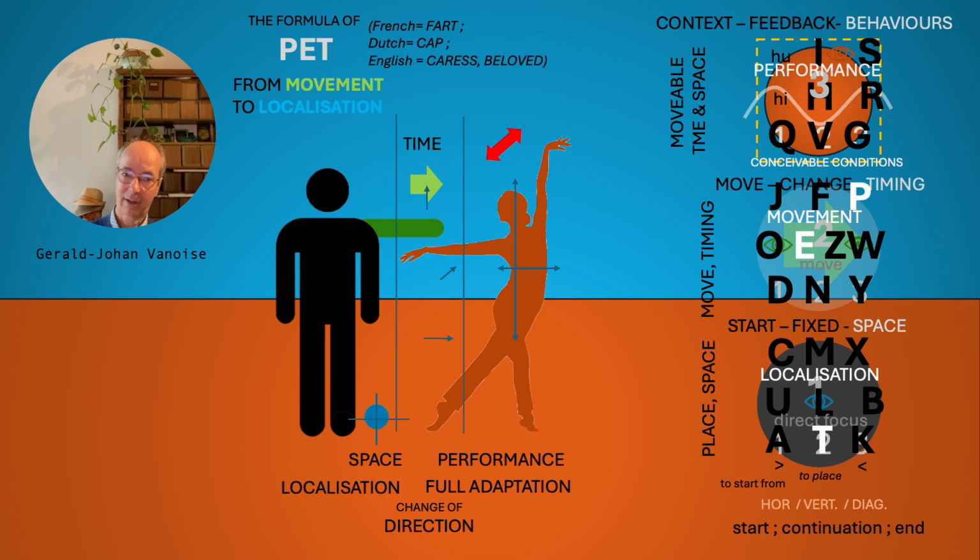In French, pet means a fart. In Dutch you also have that word, it's a cap, like a hat actually. In English it means to caress, or it's a beloved, or you can have a pet very nearby, as you also know these words. So 3 completely different approaches towards the word pet, and still it has the same kind of letters. So how is that possible?